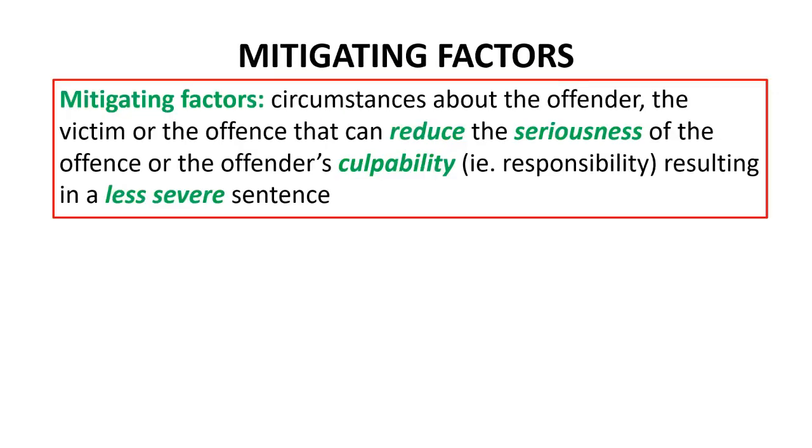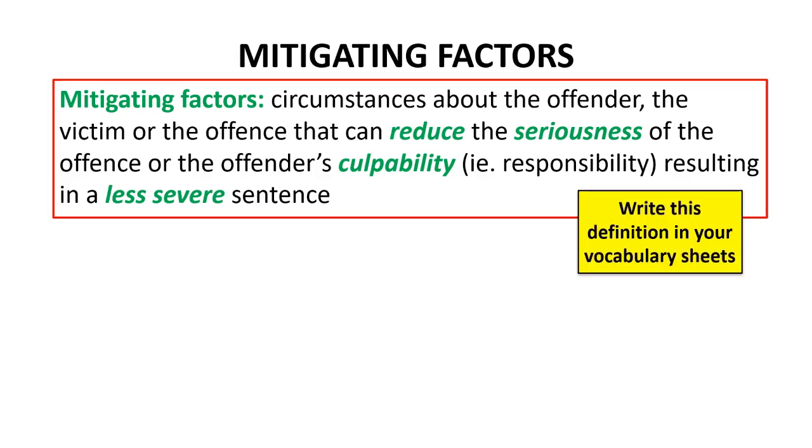The second sentencing factor is mitigating factors. Mitigating factors are circumstances about the offender, the victim, or the offence that can reduce the seriousness of the offence or the offender's culpability, that is, the offender's responsibility, resulting in a less severe sentence. Look down the left-hand side of your vocabulary sheets, find the term mitigating factors, and write this definition in there.